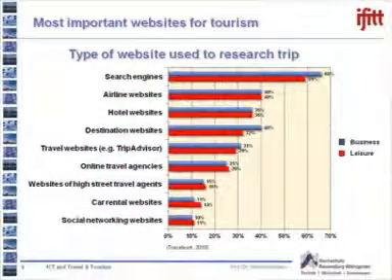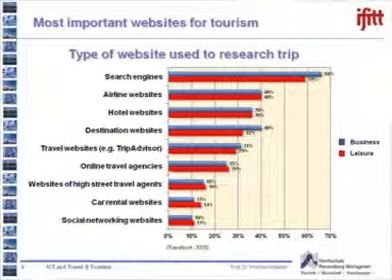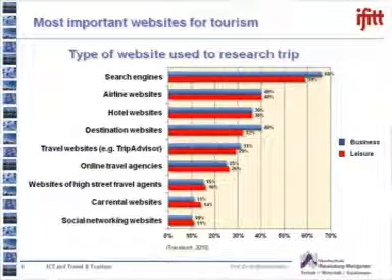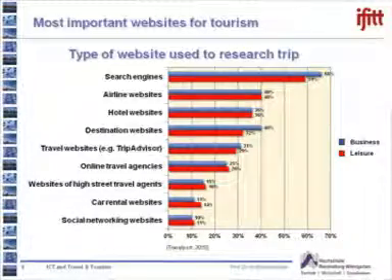Now the next step, what type of websites are most visited in tourism? So what are the websites most used for researching your trip? The first one, not astonishing, is search engines, it's Google. So that's the first address people are going to. They go to Google and search for the right website they want to use.